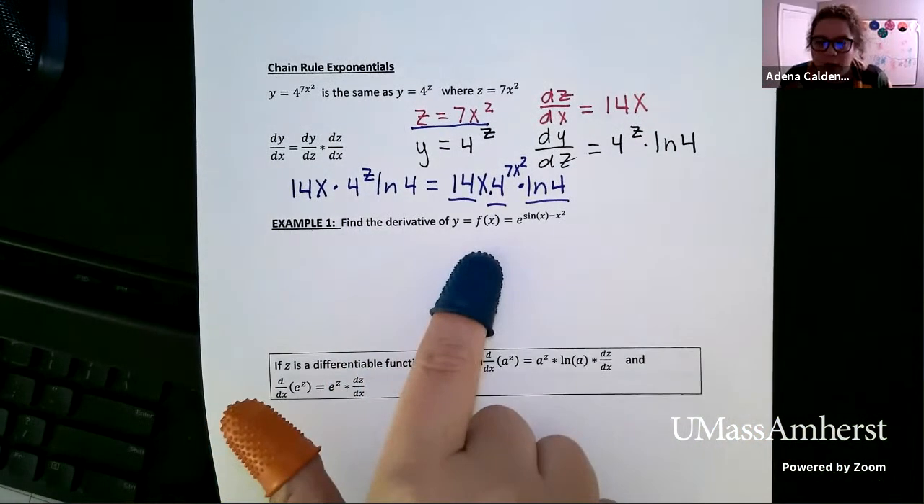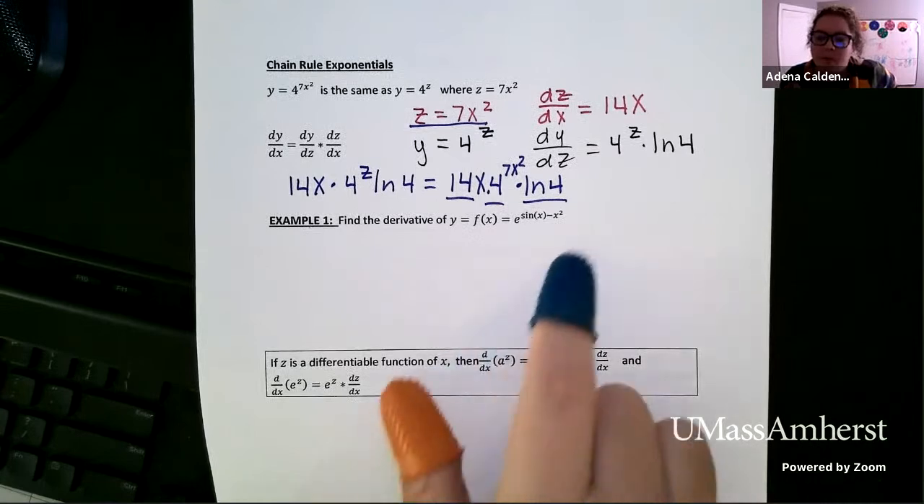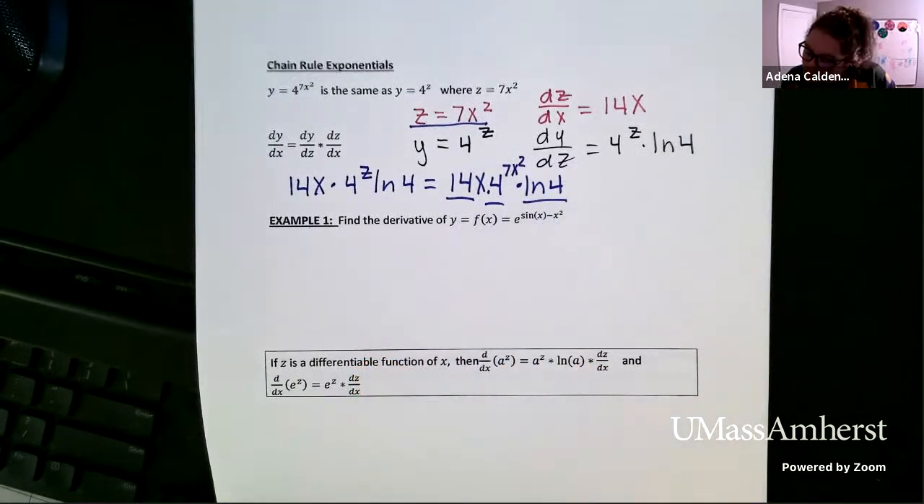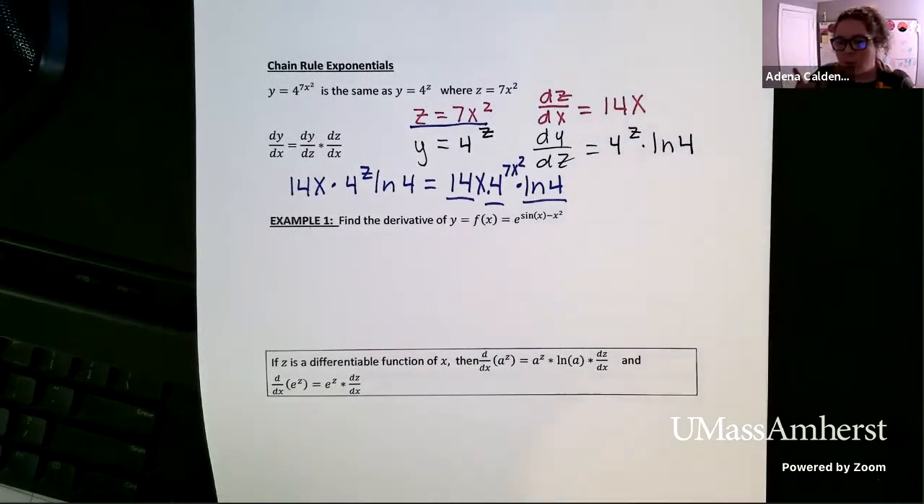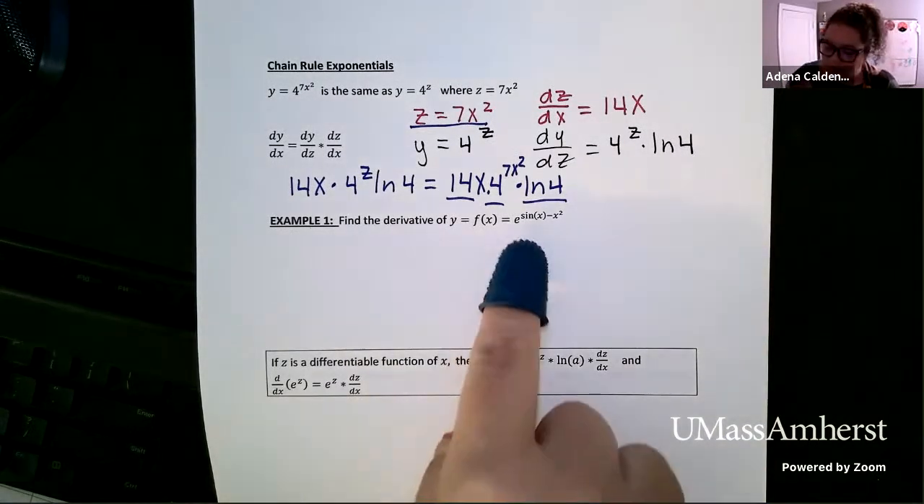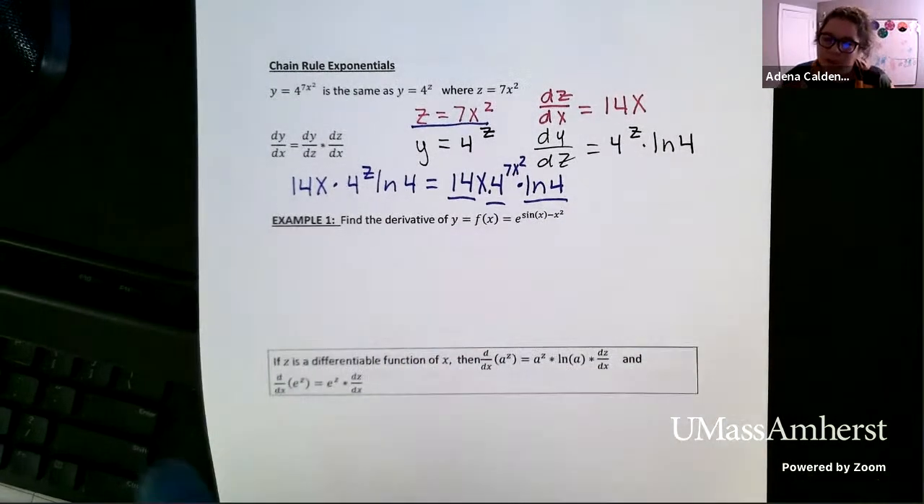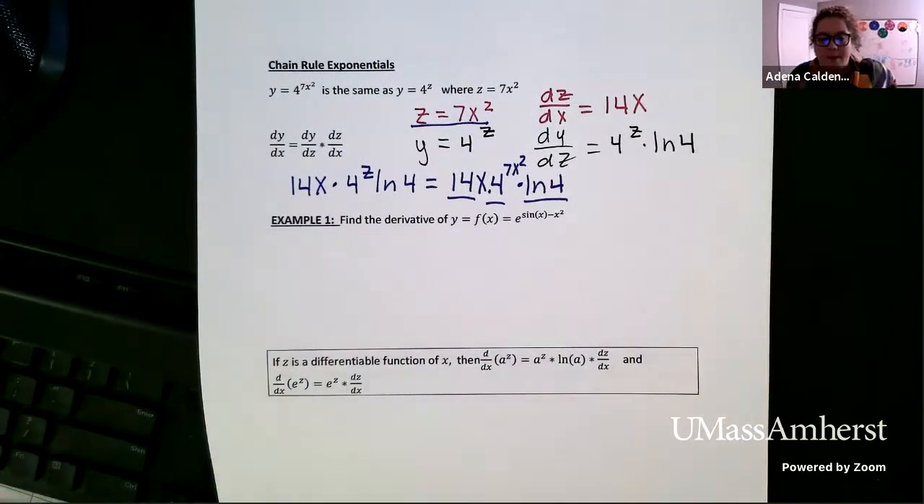Okay, so let's try one out here. So take about 2 minutes. This says e to the sine x minus x squared. So see if you can figure out what your z should be in this function, how you would rewrite your y, each of their derivatives, and then multiply them together. Okay, so take about 2 minutes, and then we'll go through it together.